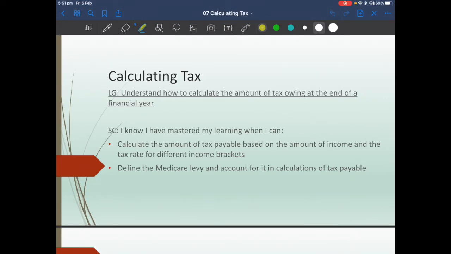This will be our last lesson in our earning and managing money unit. And what we're going to be talking about is actually calculating tax that you owe. We're going to be looking at tax tables that tell us the tax rate for different income brackets and working out, based on someone's income, how much tax they owe. Something we also need to talk about in the course of this lesson is something called the Medicare levy. We're going to investigate exactly what that is.